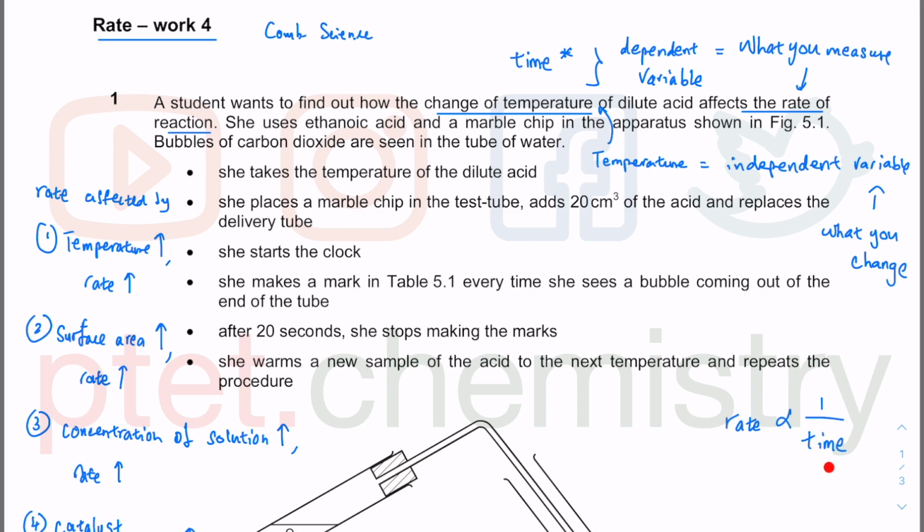When you have a shorter time, 1 divided by shorter time will give you a higher rate, meaning the reaction is faster if it takes a shorter time. But if the time is really long for the reaction, 1 divided by a bigger number will give you a smaller rate, meaning it's a lot slower type of reaction.